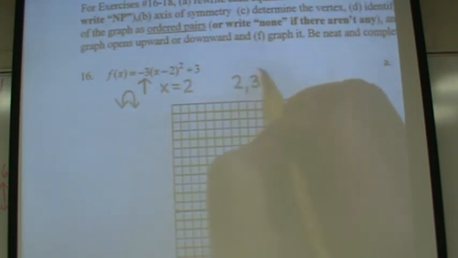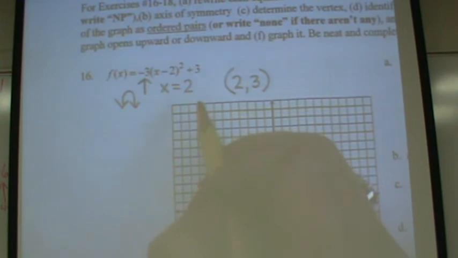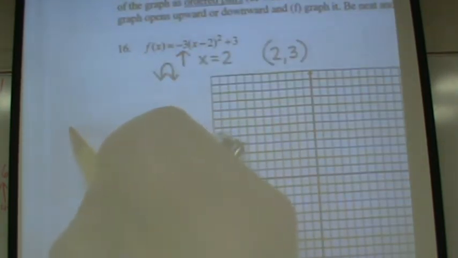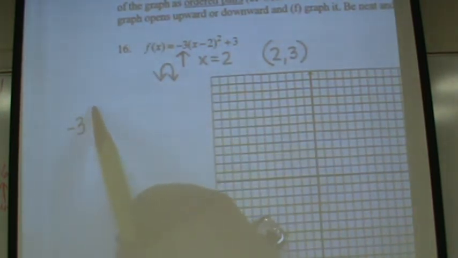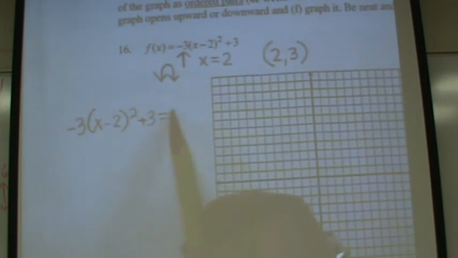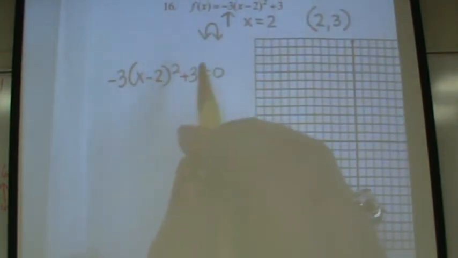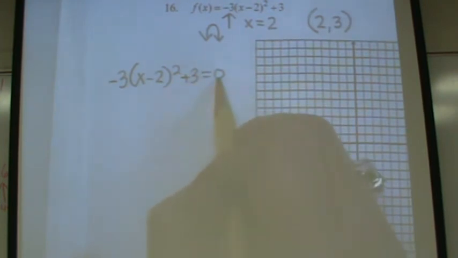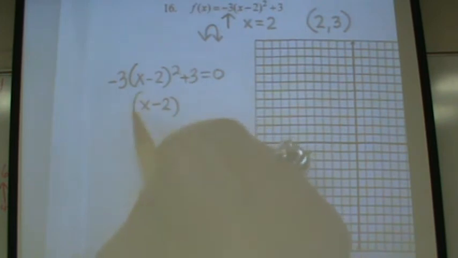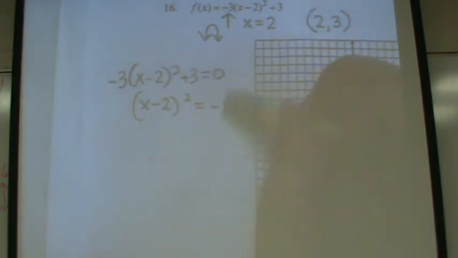Do you remember this? How do you find your x-intercepts? Well, you plug 0 in here. I'm just reversing it. How do you solve this? This is an easy problem. This is from chapter 2. You're going to subtract 3 and divide by -3. So you get x minus 2 squared equals 1. Oops, 1, not -1.